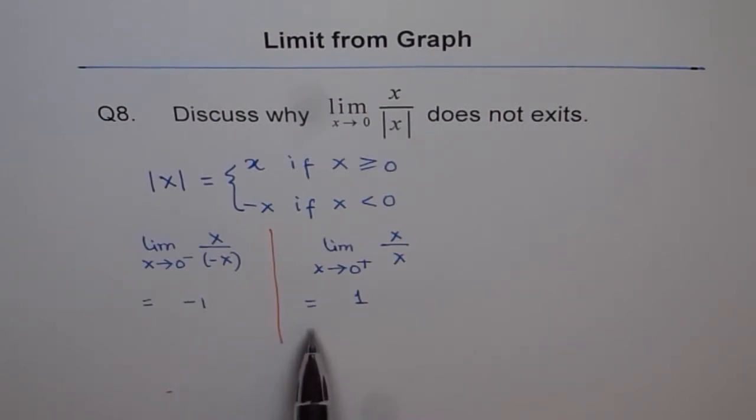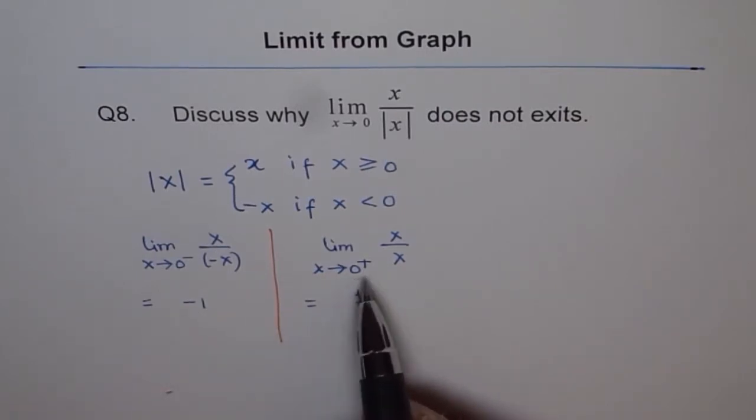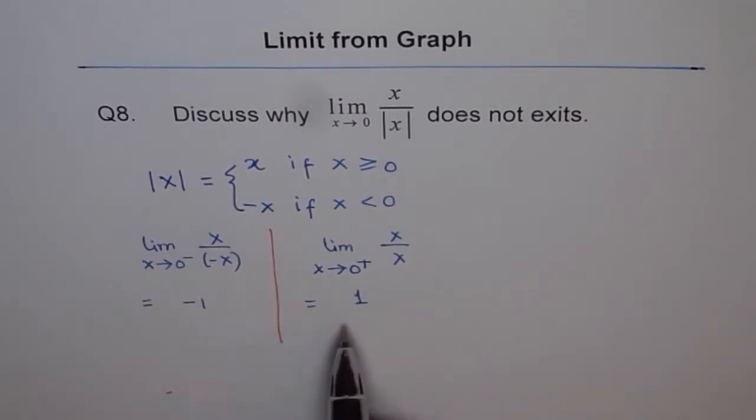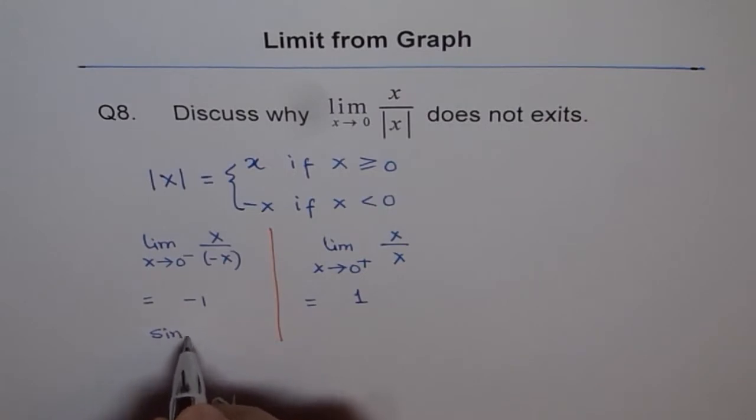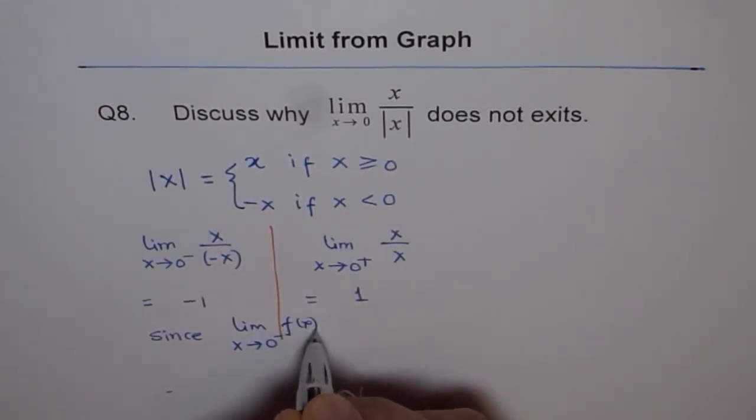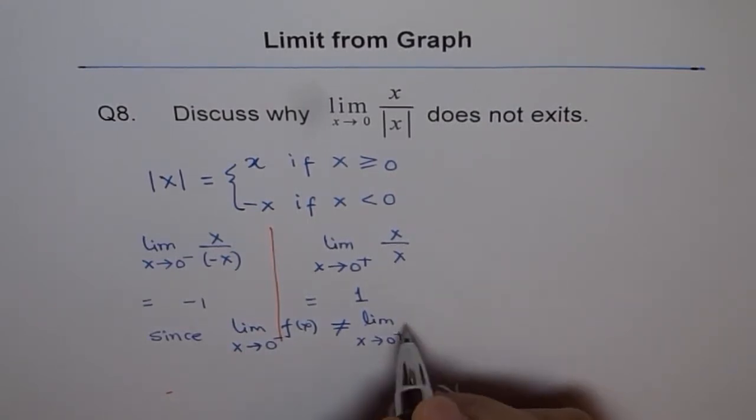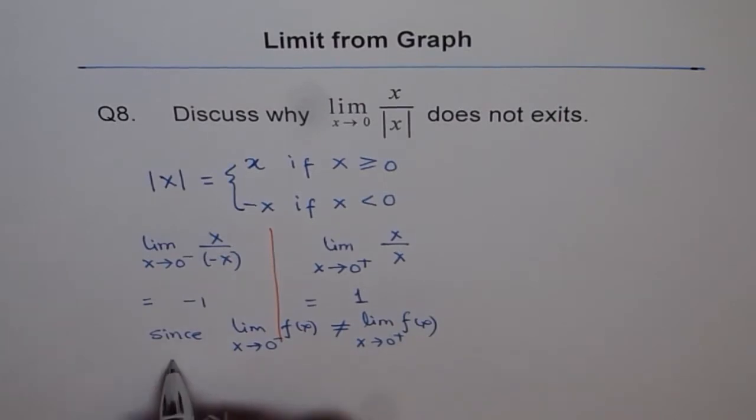Do you see that? And we see that the limit of the function as you approach 0 from the left side is minus 1, and if you approach 0 from the positive side, that means from the right side, it is plus 1. Since these two limits are not the same, the limit of f of x as x approaches 0 from the minus side is not equal to the limit as x approaches 0 from the positive side, so we say that the limit does not exist.